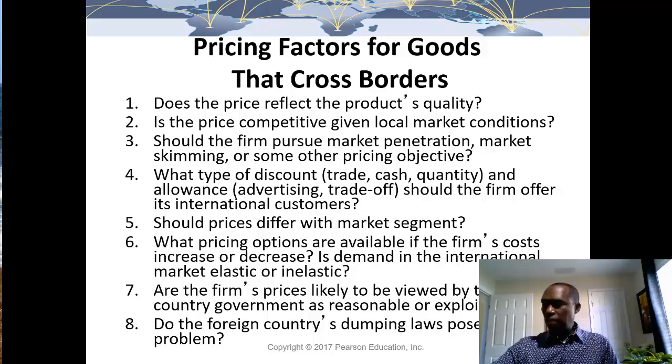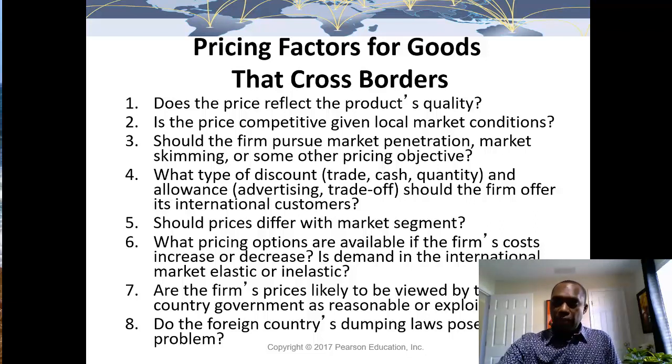Does the price reflect the product's quality? It should. If you're going into another market, it should reflect the price's quality. Now, that is not always the case. You have some situations where the products are overpriced. You have other situations where you have price skimming, where someone comes in with a product that's scarce, there's a big demand, and then people will pay that price for it.